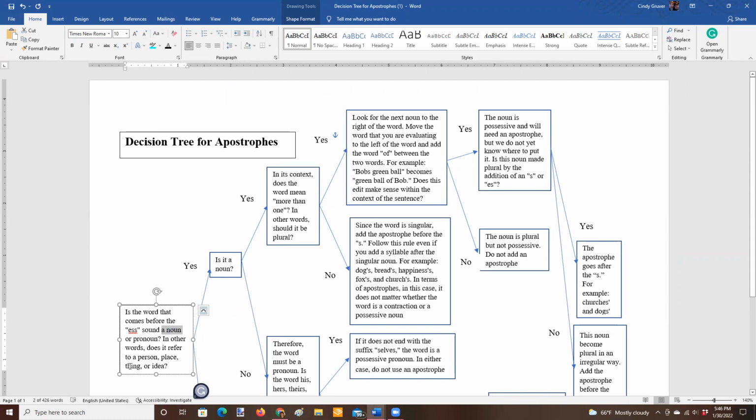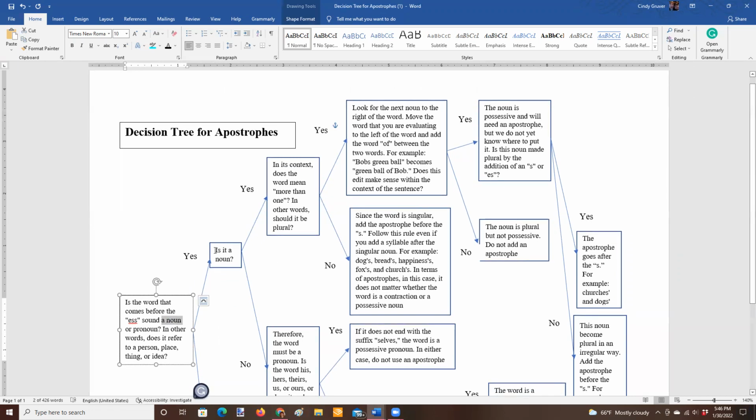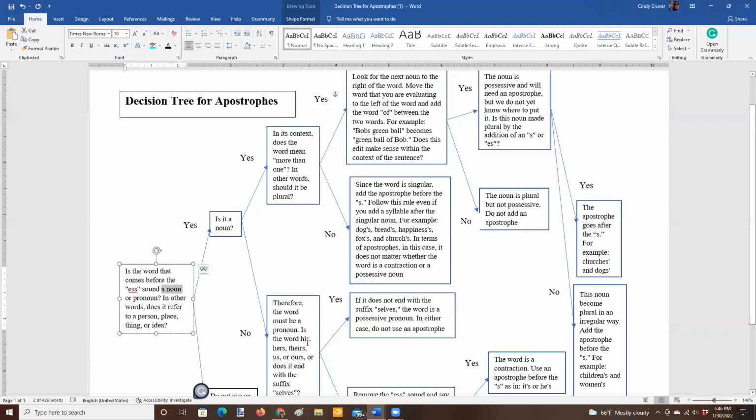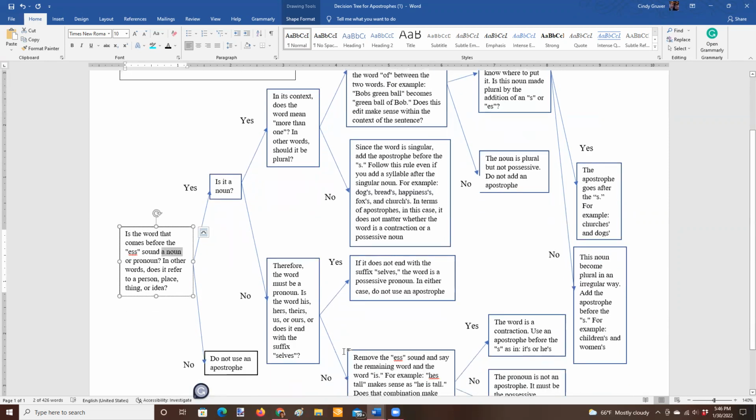It refers to a thing, in this case, the doll. So we're going to go up to yes, because it is a noun or pronoun. But once we get up here, now we're going to go down to no, because it's not a noun, it's a pronoun. So now we're going to say, is it his, hers, theirs, us, ours, or ourselves? Nope, it's the word its, so it doesn't fall into these categories. So we're going to go down to no again.